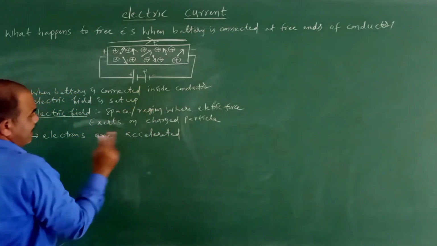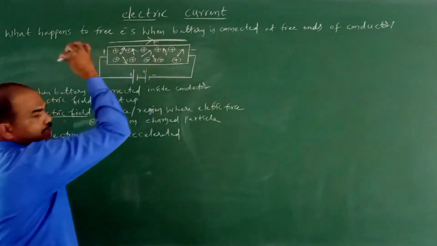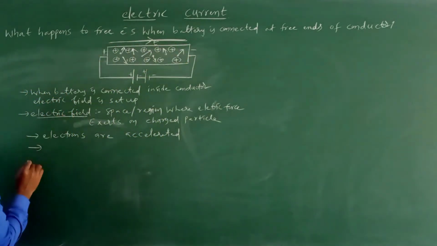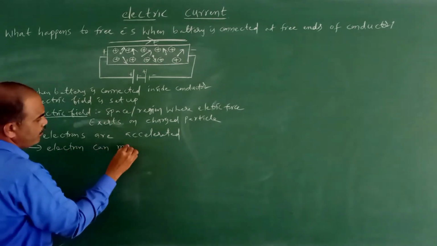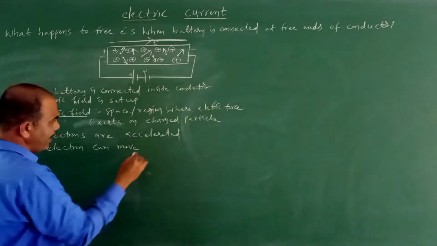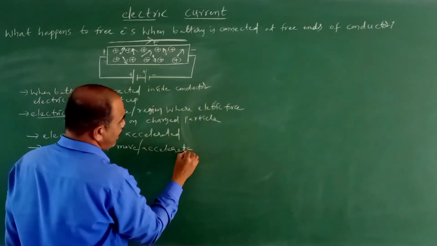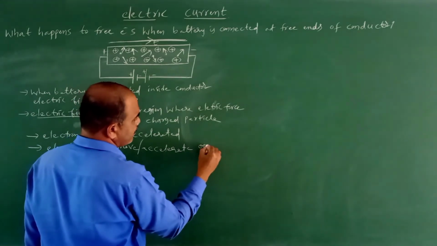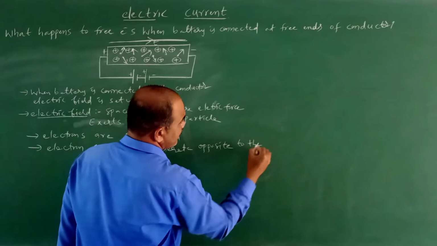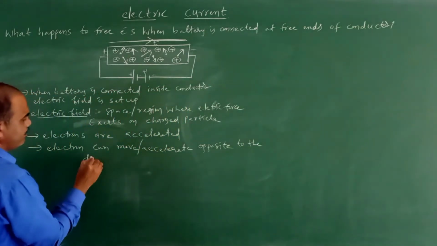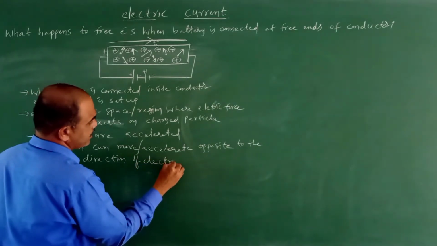When these electrons are accelerated, they travel opposite to the direction of the electric field. So when the electric field is set up, in which direction can electrons move or accelerate? Opposite to the direction of the electric field.